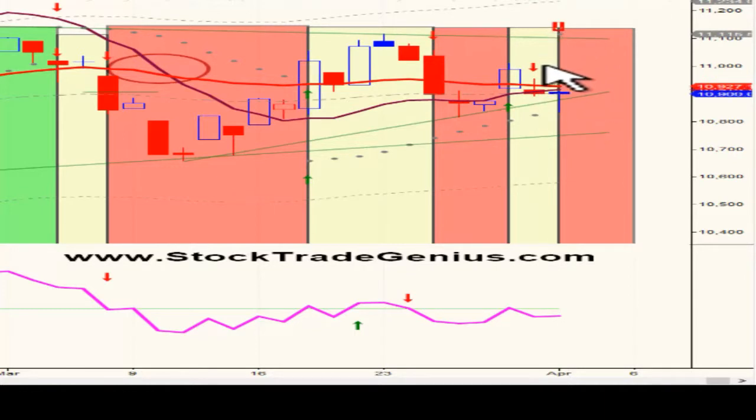So one red arrow there, another red arrow here when it closed below that line, and the third red arrow here on the Genius indicator, which to us is one of the most important indicators out there, and it's showing that we basically went bearish 5 or 6 days ago, and even though we had this spike up, it has not been a very bullish scenario.